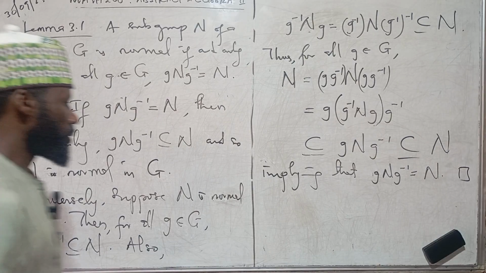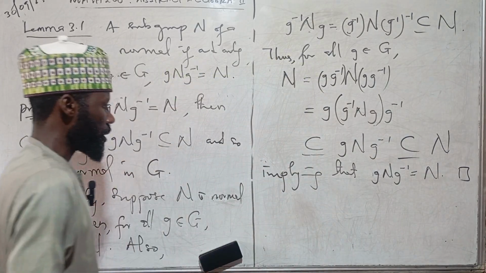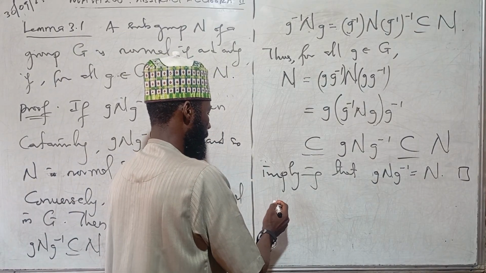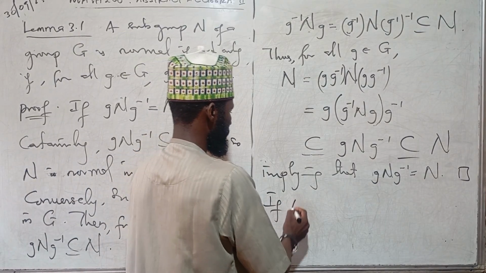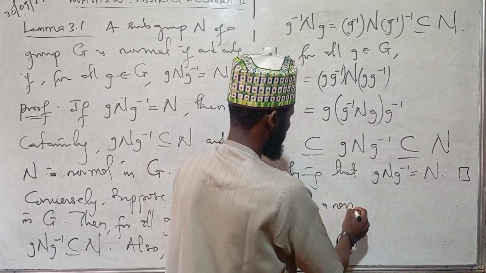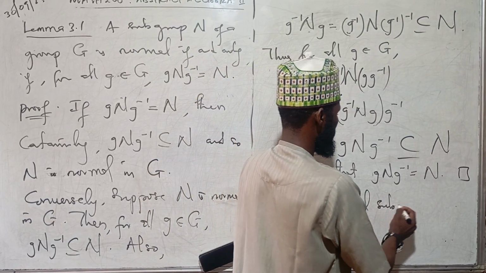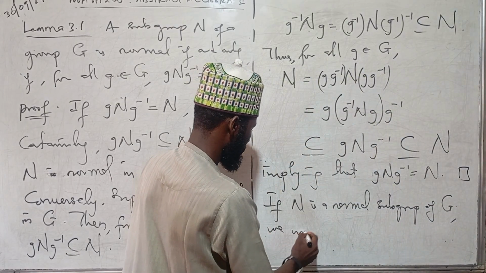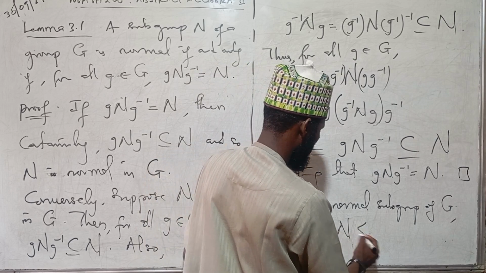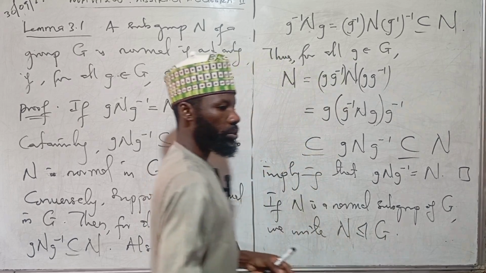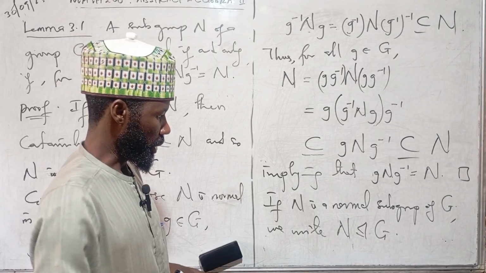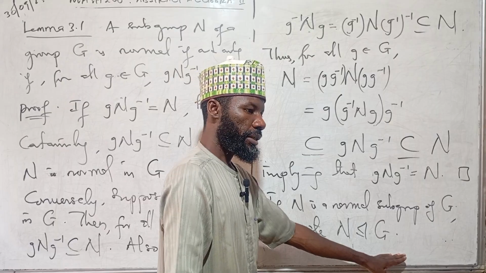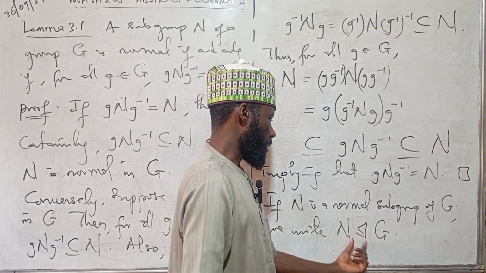So let me just introduce a notation before we proceed. If N is a normal subgroup of G, we write N is normal in G. This is the notation to pronounce that N is normal in G. If you want to say N is a normal subgroup of G, you can just abbreviate it like this. Is this okay now? So N is a normal subgroup of G.